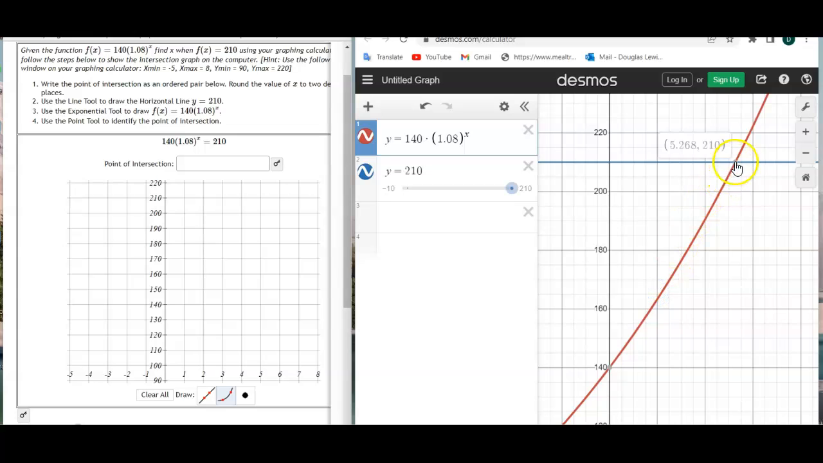And notice if you click up here, that point is already highlighted. Desmos automatically gives you the point of intersection. The actual point of intersection is right here, 5.268, comma, well, 210, we knew that was 210 already. The solution to this equation up here, the x value, is 5.268. They're asking you to find the point of intersection, so in order to do that, you have to put the x and the y value in.